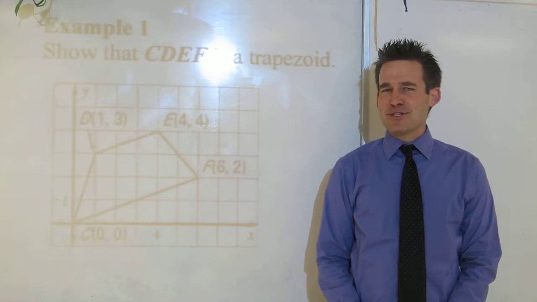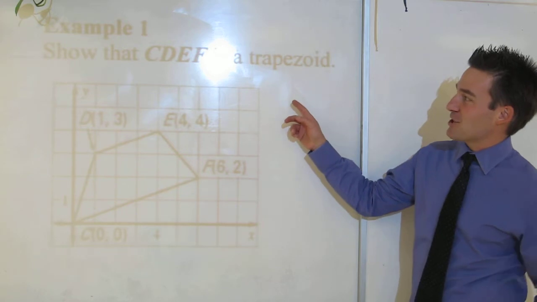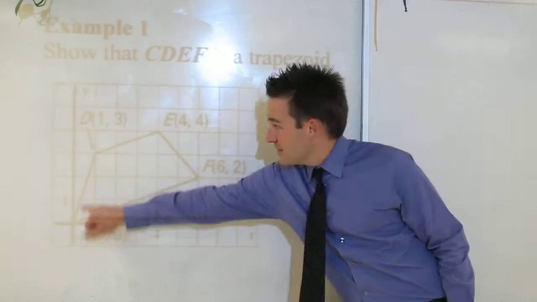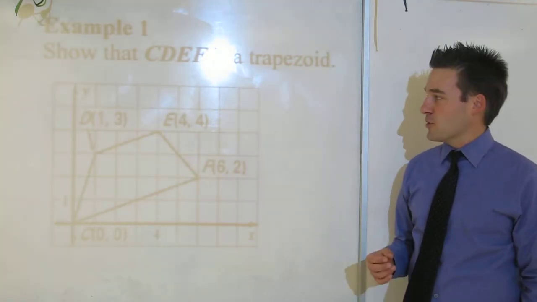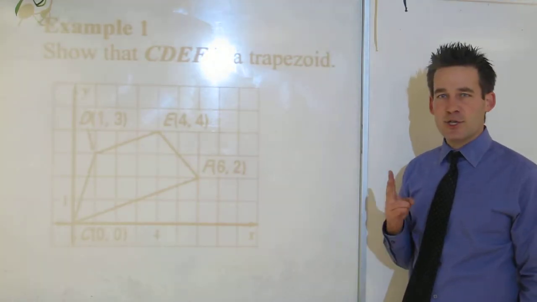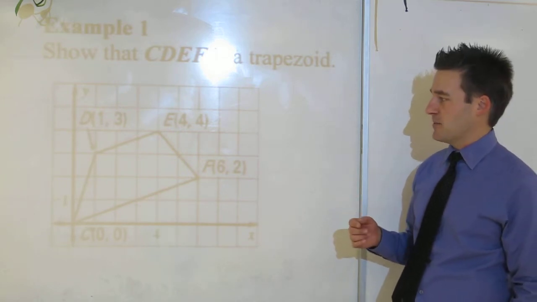Hi! Today we're going to do some examples with trapezoids. Here's the first one. We need to show that CDEF is a trapezoid. Now trapezoids have exactly one pair of parallel sides. So two sides that are parallel.